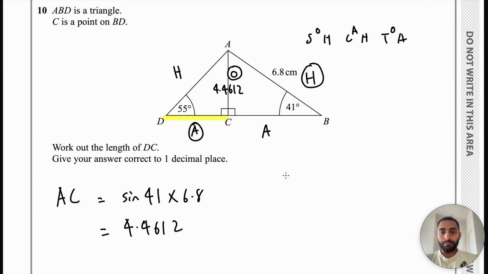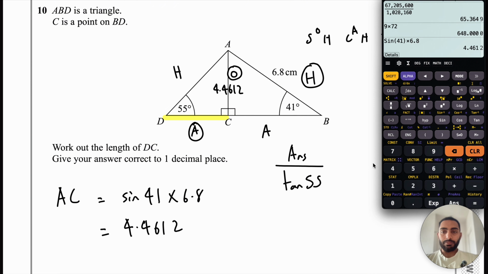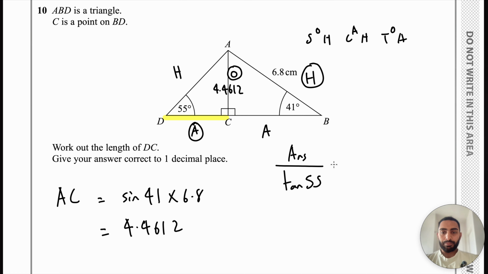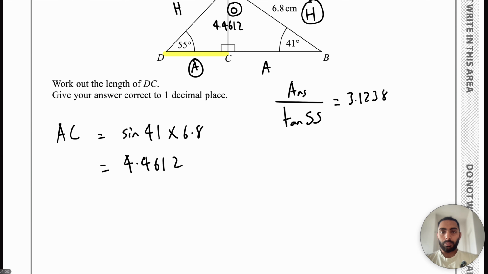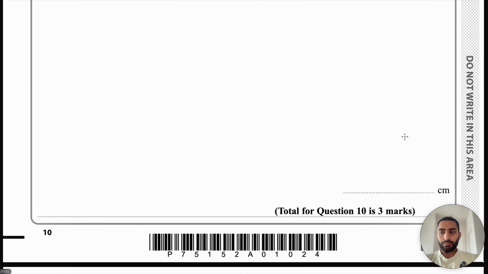So that would be tan. We're trying to find A, so this time we're doing the opposite divided by tan of theta. So tan of theta is 55 for this one, and we're doing our previous answer divided by tan of 55. So I'm just going to type in ans divided by tan of 55, which is 3.1238. We want it correct to one decimal place, so look after my decimal point, after the 1. The 2 is telling me that I need to round down, so it's just going to stay as it is. It would stay as 3.1 and in centimeters to one decimal place.